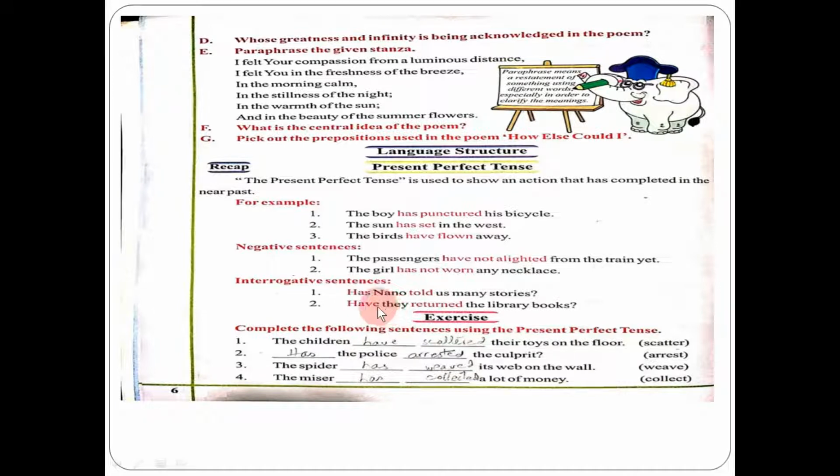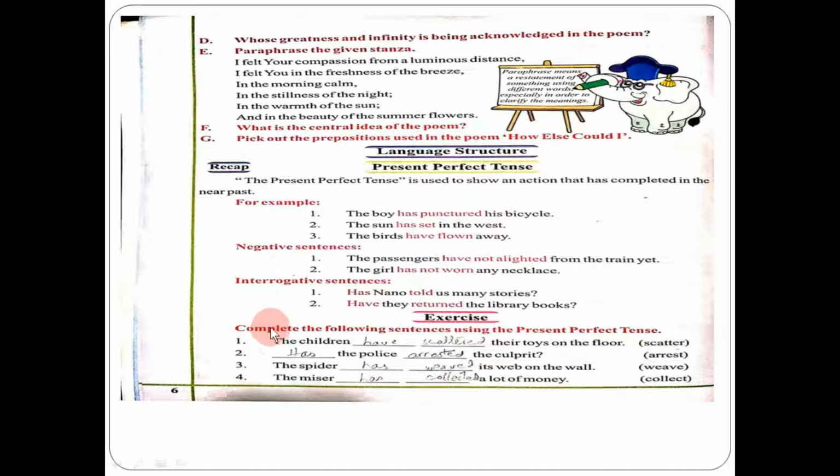Number 2, have they returned the library books? Helping verb has come at the beginning of the sentence, then subject, third form of verb, that is returned, the library books, and question mark at the end. Is it clear, students? Now you must be familiar how to convert a simple present perfect sentence into negative and interrogative sentence. Now look at the exercise to make your concept clear.